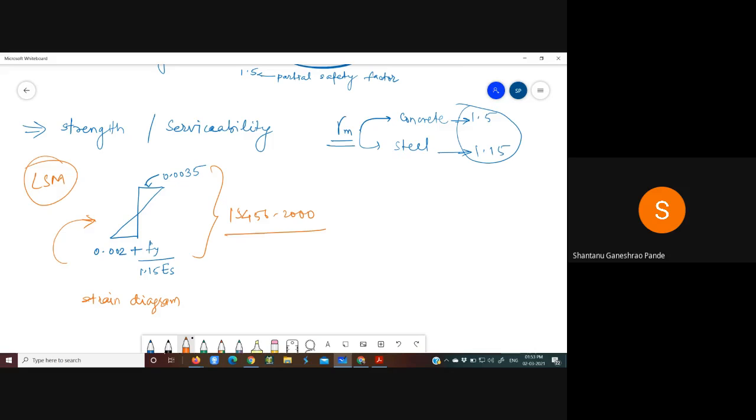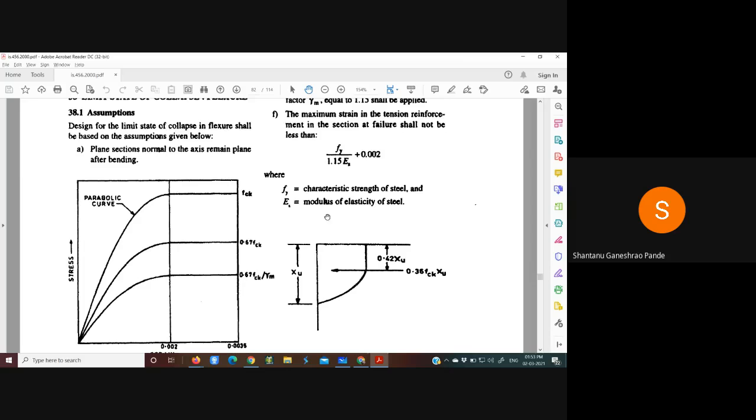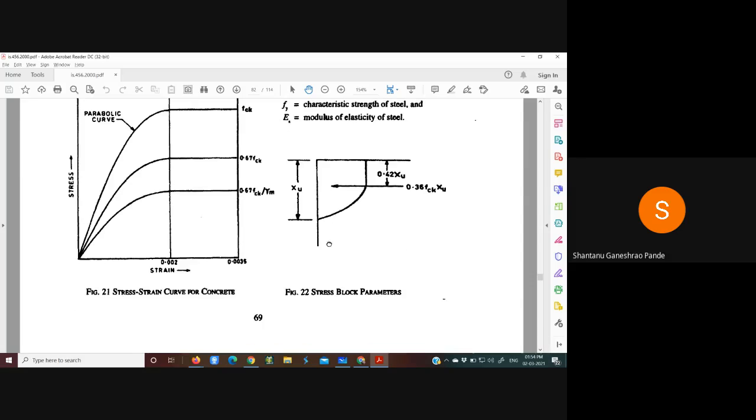In assumptions only it has been stated the strain in steel should not be less than this value, whereas maximum permissible strain in concrete is equal to 0.0035. So this is related to the assumptions done for LSM.